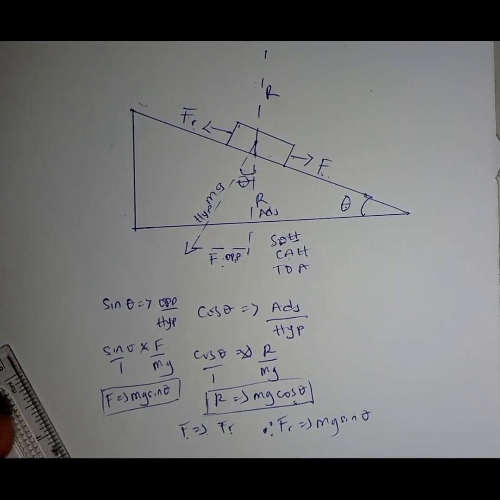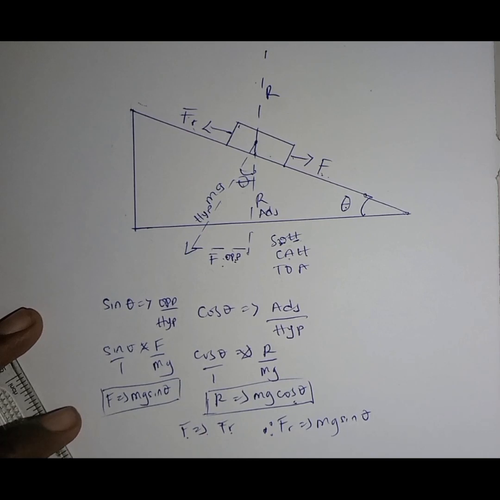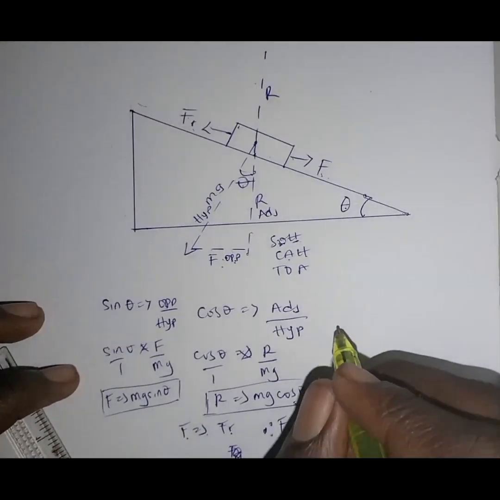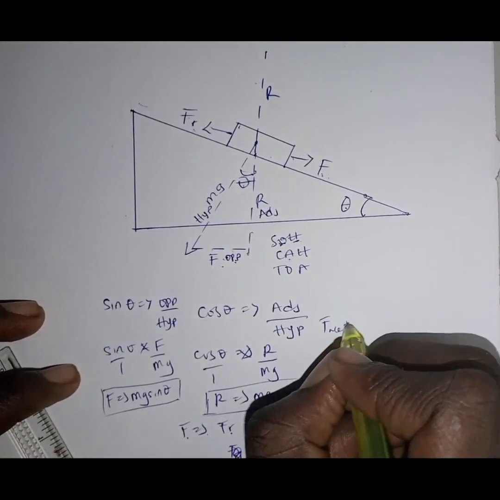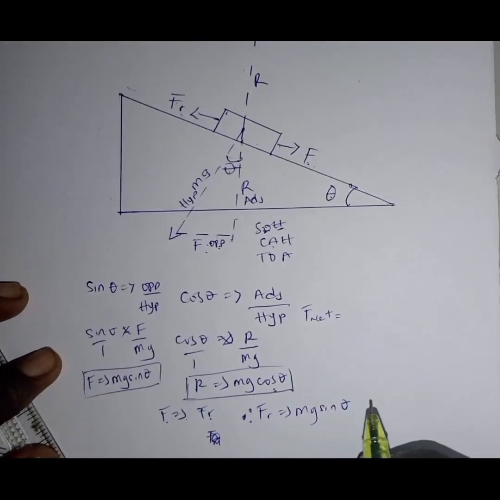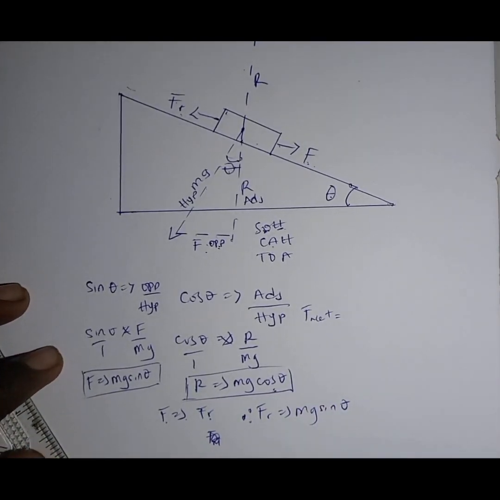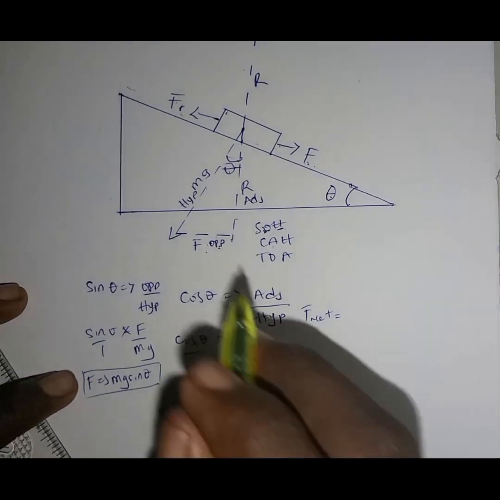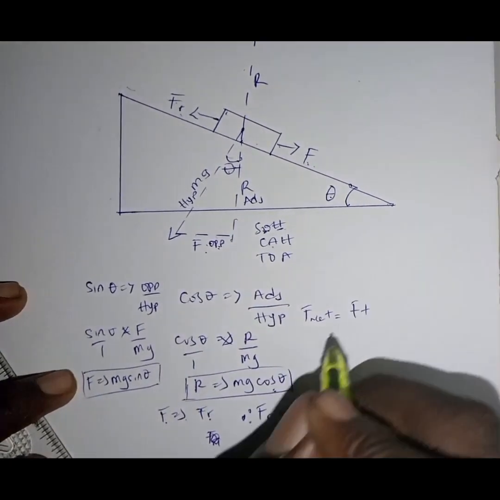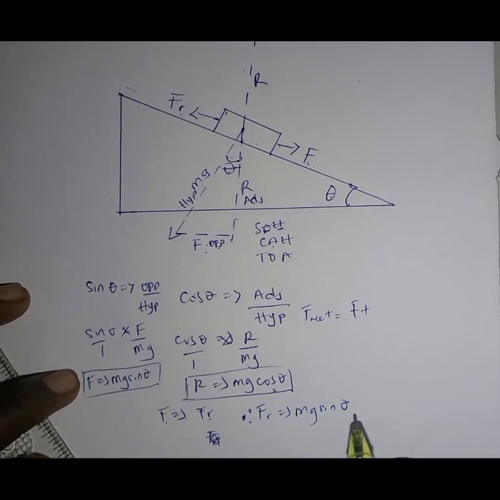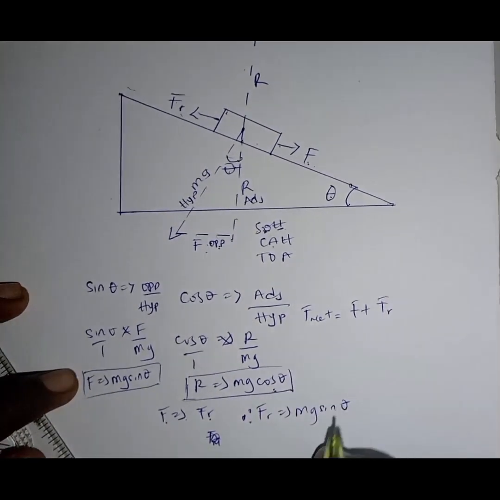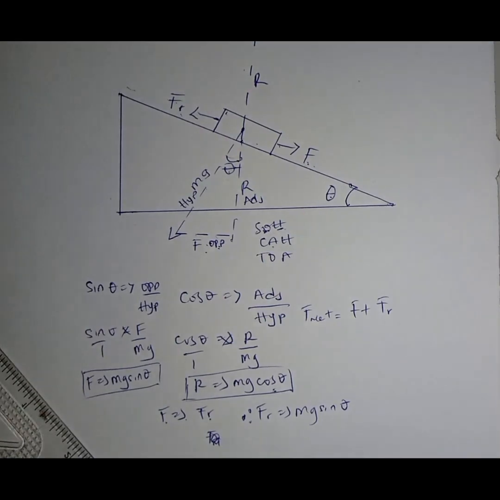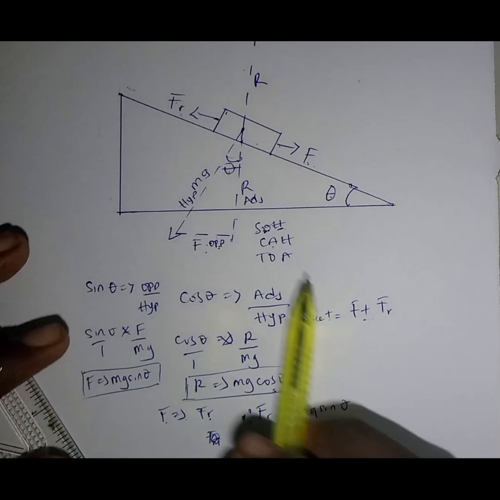But if the body is moving on the inclined plane, are we together? The force that is causing it to move will be called F net. The force causing it to move will be what? F net. And then it will be the summation of the force across the inclined plane plus the frictional force. So F plus F R. Now that will be the formula for the F net if the body is moving on the inclined plane.